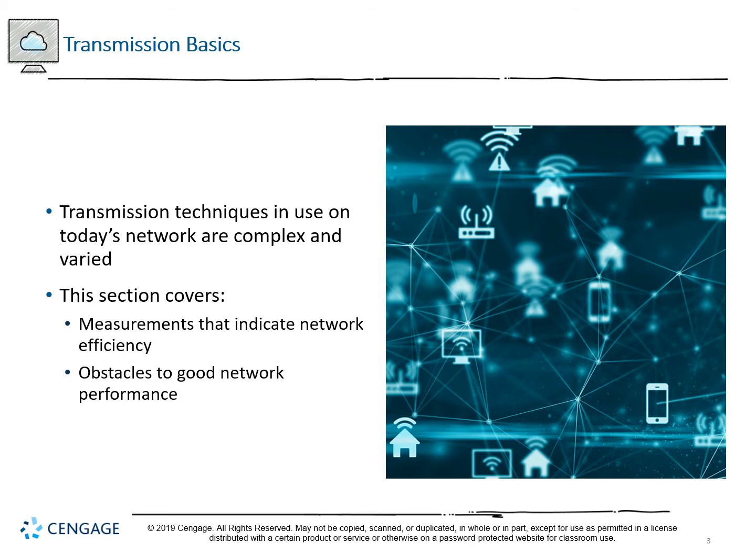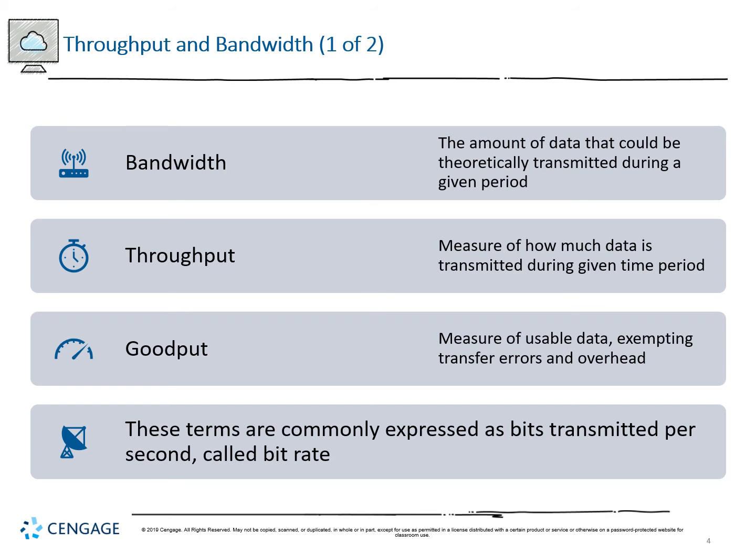So the term we hear most often when we try and talk about the speed of an internet connection is bandwidth. This is the amount of data that could theoretically be transmitted during a given period. The technical definition of bandwidth is the difference between the highest and lowest frequency that a particular medium is able to carry. So if we subtract one from the other, we get the width of the transmittable frequency band, hence bandwidth.